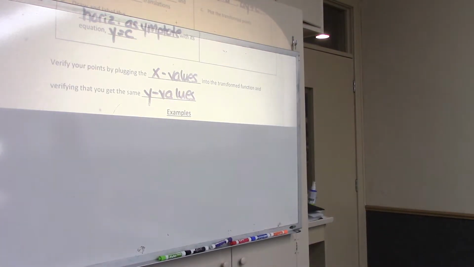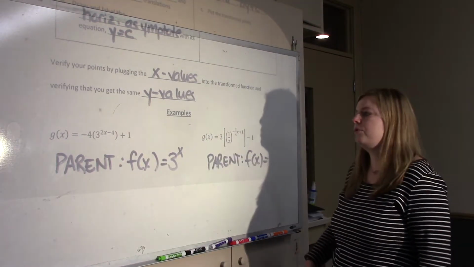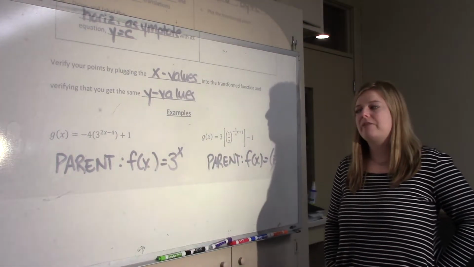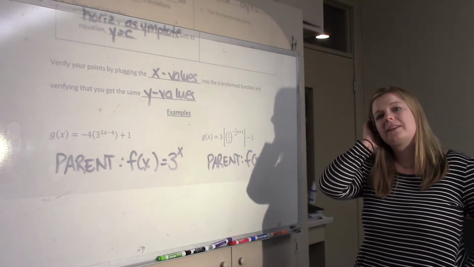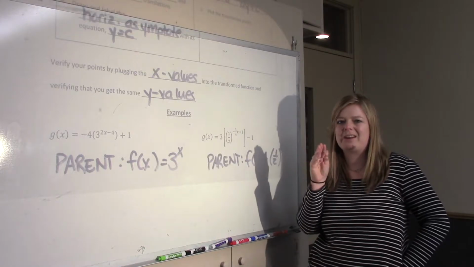So let's do some examples. Here's 2 examples we're going to work through. So you need to get out some graph paper, and you might as well just make these graphs like a full page or at least half a page. Don't try to cram it into one little section.